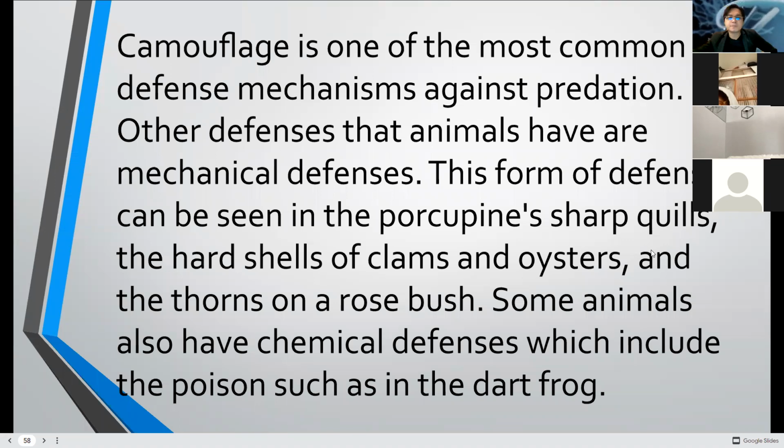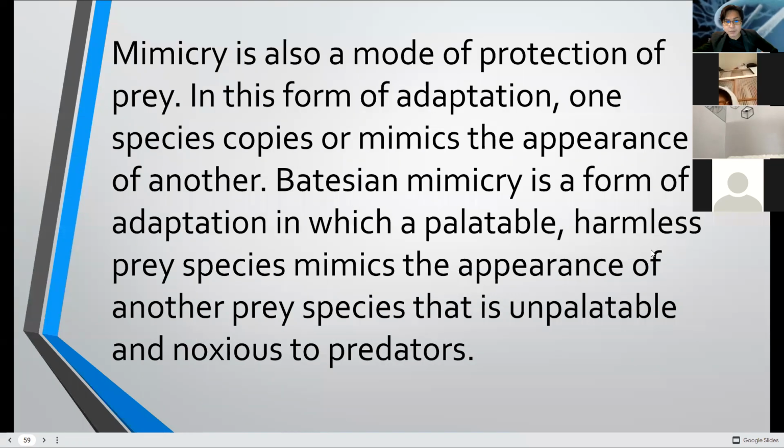Let's move now to mimicry. Mimicry is also a mode of protection of the prey. Okay. In this form of adaptation, one species copies or mimics the appearance of another. Okay. Again, for example, they mimic the leaves, okay, to get away from the predators. Under mimicry, we have Batesian mimicry. This is a form of adaptation in which the palatable, harmless prey species mimics the appearance of another prey species that is unpalatable and nauseous to predators.